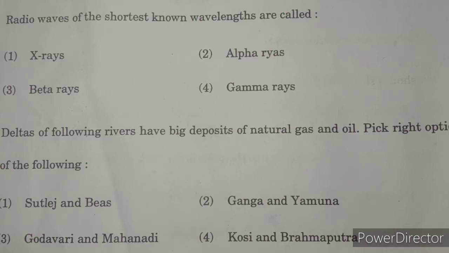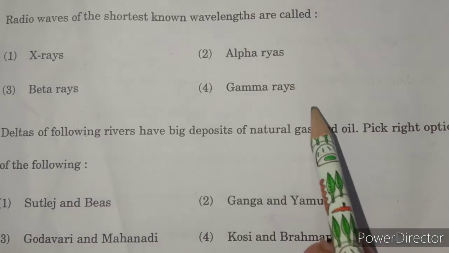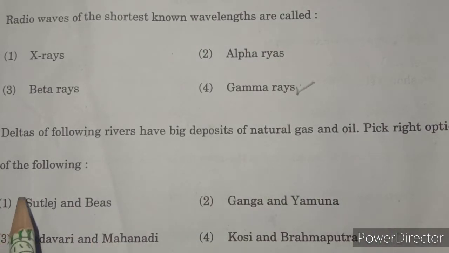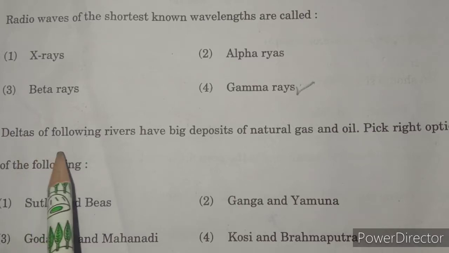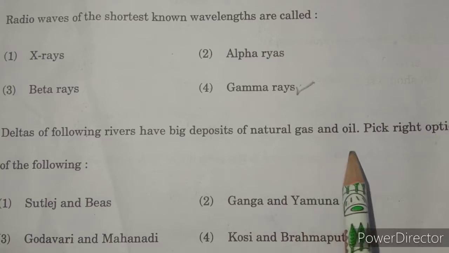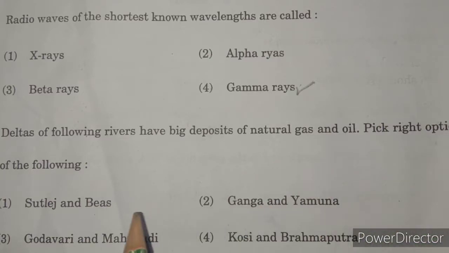Next question. Radio waves of the shortest known wavelength are called. Fourth is correct answer. Gamma rays. Next question. Deltas of following river have big deposit of natural gas and oil. Pick right option of the following. Answer is that Godavari and Mahanadi.